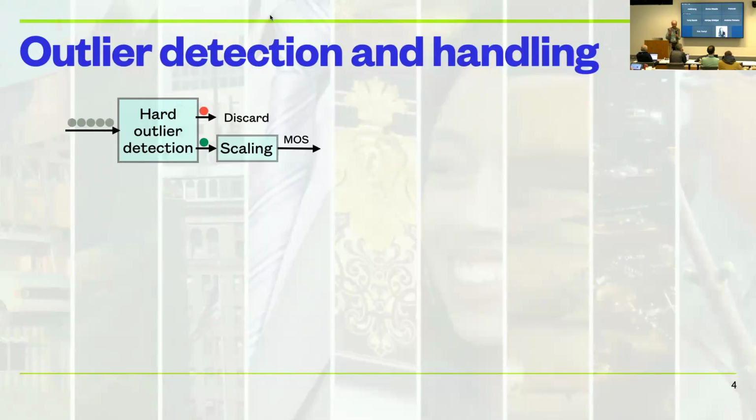There are two types: hard and soft outlier detection. In hard outlier detection, we have subjects coming in from the left, like those 5 dots there, and they are detected by the outlier detection method. The red ones are discarded, the green ones are classified as inliers, and they go into the scaling and generate the MOS.